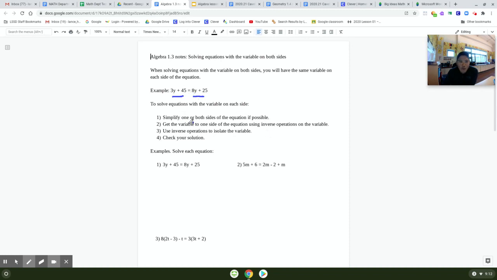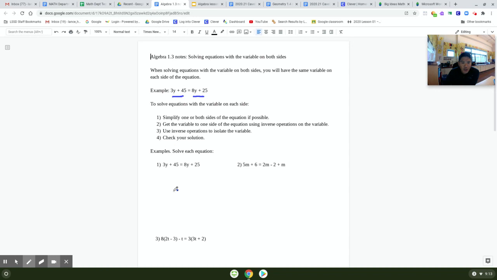But like we did with our multi-step equations, if you can, you want to simplify either one or both sides of the equation. On the left side of the equation here, 3y plus 45, those are unlike terms. One of the terms has a y in it, the other term is just a number, or it's also referred to as a constant. And then same on the right side. Since we have the variable on each side of the equation, we want to try to get the variable to one side of the equation using inverse operations. So regardless of what kind of equation you have, you're always going to use inverse operations to isolate the variable.